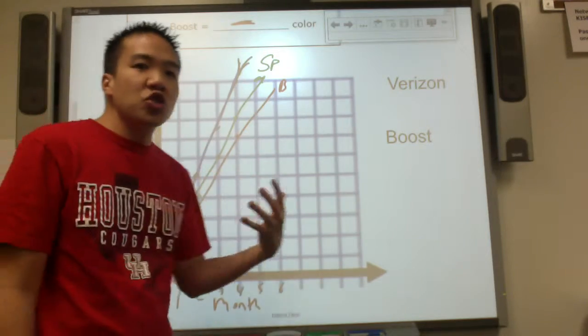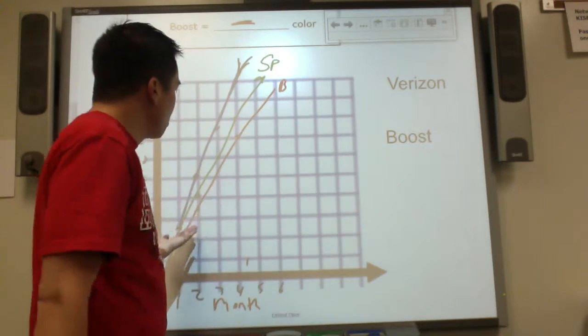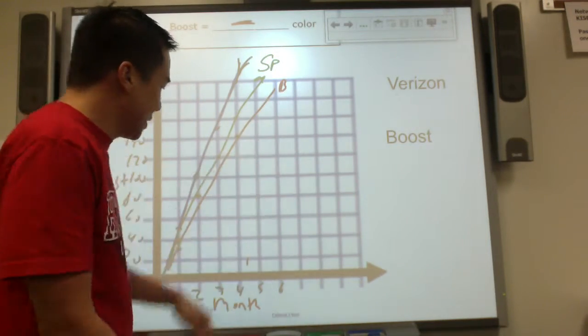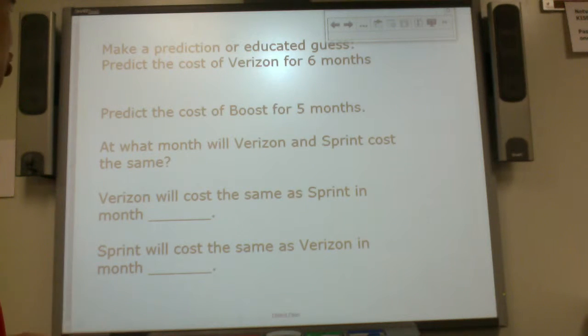Which one's going at a slower rate of change? The Boost Mobile, as you can see, is not as steep. So make a prediction or educated guess.